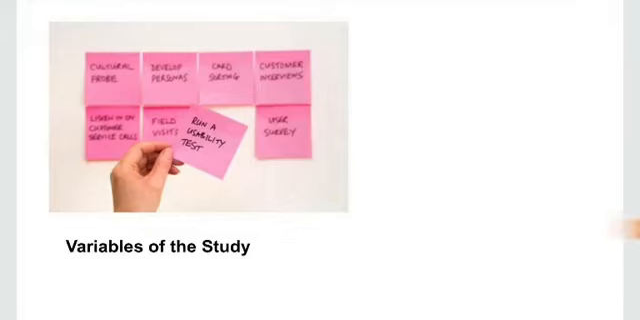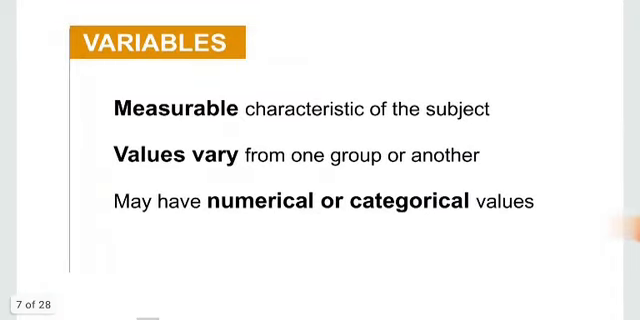Okay, for the next section, let's talk about variables of the study. So what do we mean when we say variable? So sabi dito, ito daw ay isang measurable na katangian. Kaya mong sukatin or kaya mong identify ng iyong subject.